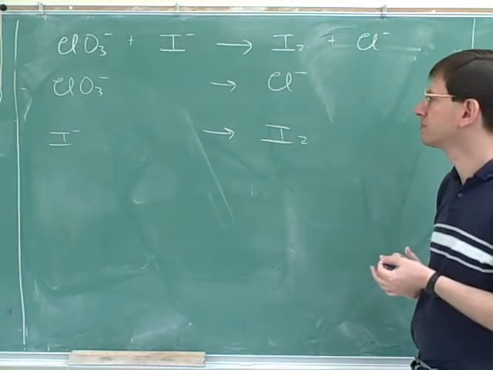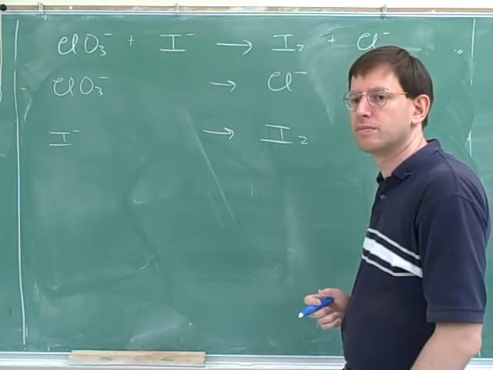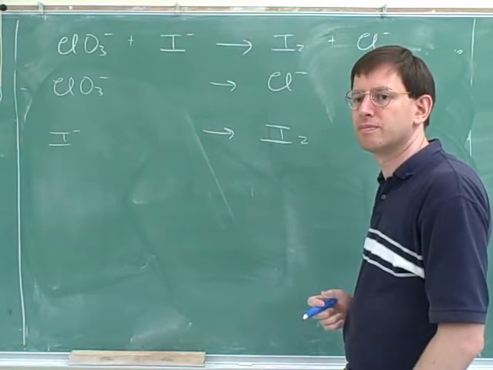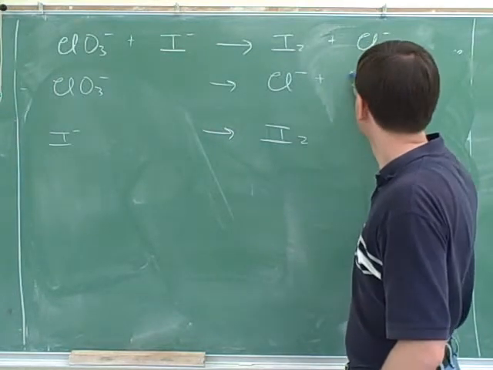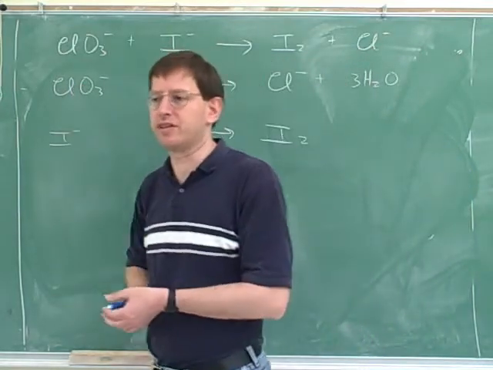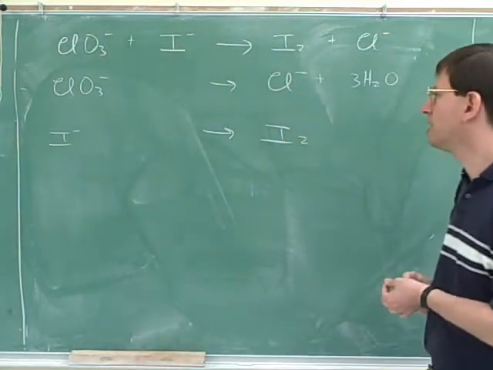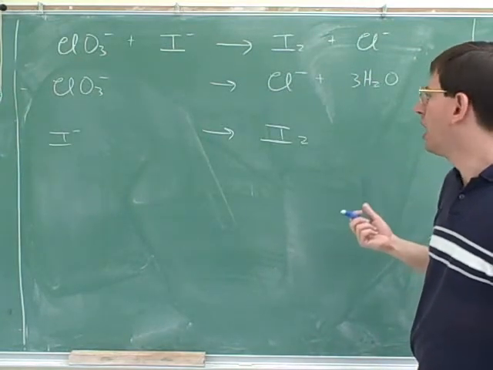So chlorine stays the same, so then we add water. How many waters? 3. That gives us 3 oxygens on the right and 3 oxygens on the left. So first we balance the oxygens, then we have 6 protons on this side. Now we balance the protons.